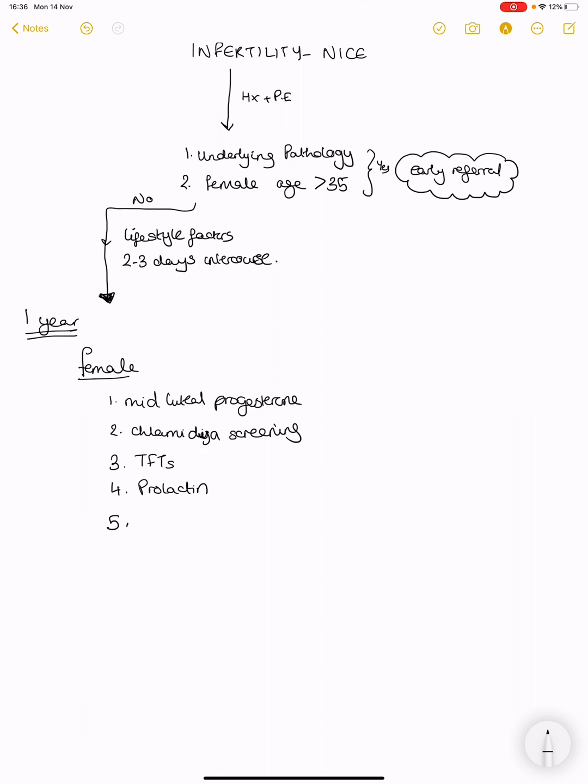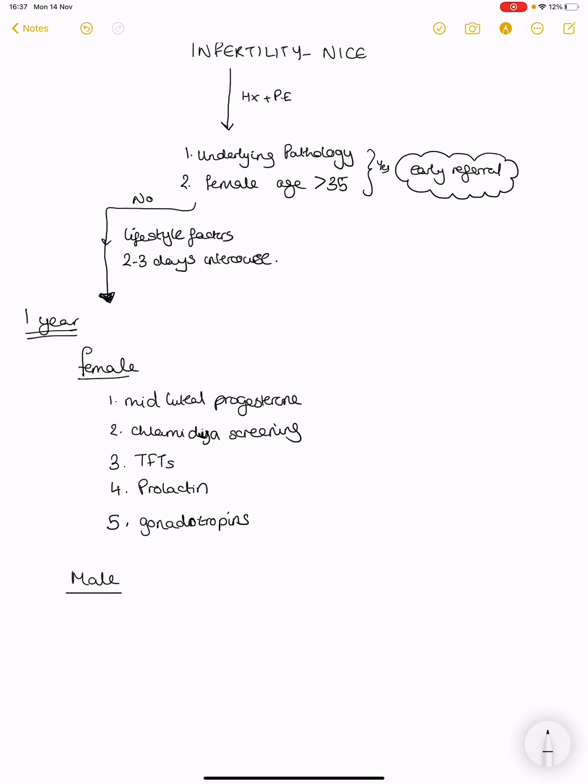We can also, in ladies that are having irregular menstrual cycles, check their gonadotropins, so their FSH and LH levels. If they're having irregular cycles, it would give us an indication of whether they're having an ovulation disorder, such as PCOS or primary ovarian failure. And so that would be all the investigations that we do in primary care in the UK for women.